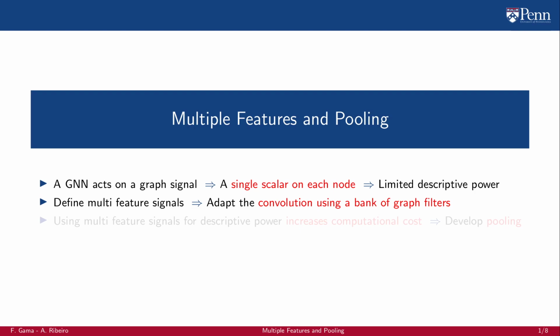We will thus need to adapt the graph convolution operation to handle these signals, and we will show that the resulting operation is equivalent to the application of a bank of graph filters. We will also note that using multi-feature graph signals to increase descriptive power actually increases the computational cost. Thus, we will develop pooling strategies to tackle this issue.